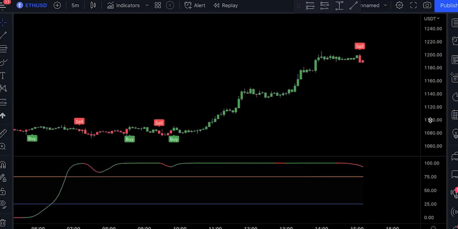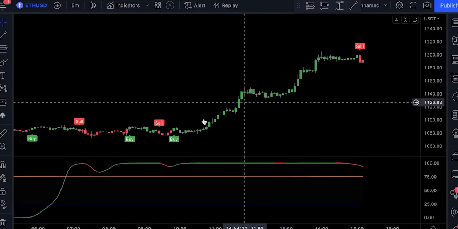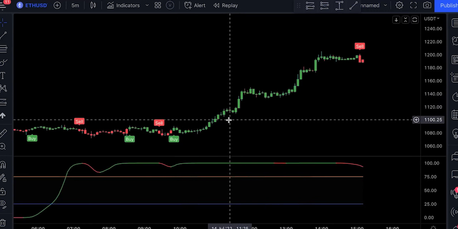In conclusion, I would say this trading strategy by Quantum Trading Strategies is pretty good. However, if you want to get better results, I would highly suggest you to backtest it with the indicators I just showed you.